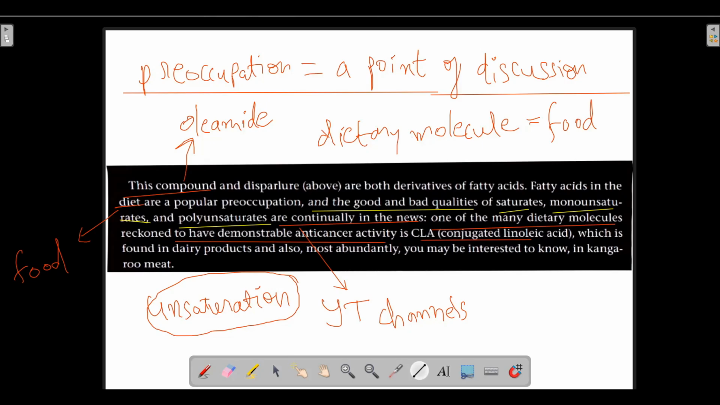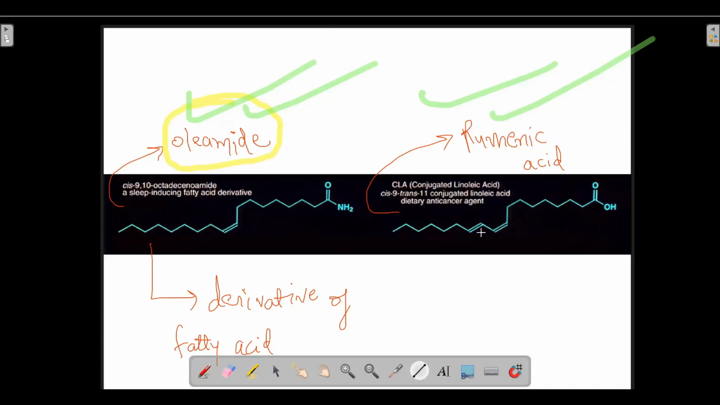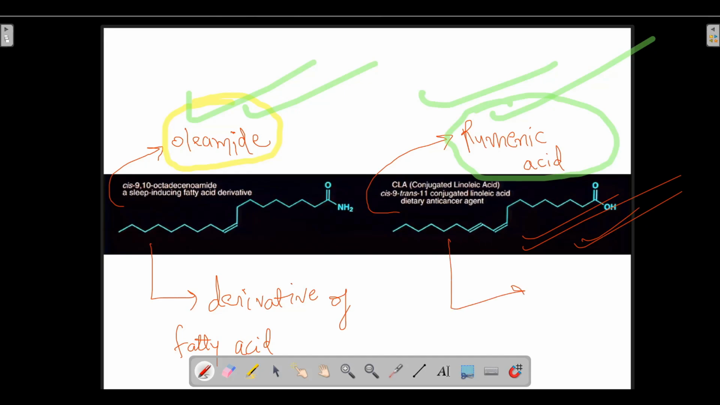Okay, so conjugated linoleic acid is this. Rumenic acid is an example of conjugated linoleic acid. This is the structure of CLA. CLA means conjugated linoleic acid. This is the example, rumenic acid. Now, CLA is of many types.